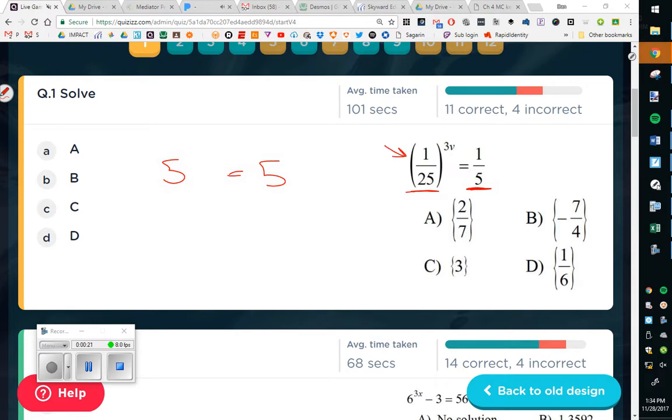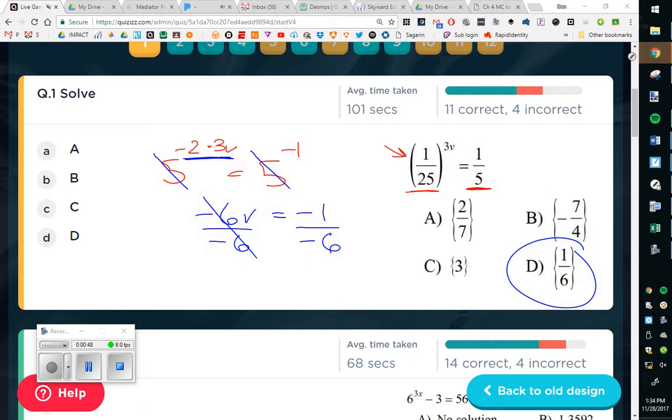What needs to be true about my exponent? -2 times that 3v that was already there. On the right side, it's still 5, but I need a negative as well. Once you rewrite them to be the same base, the 5s can cancel. Just multiply that, get -6v. -6v equals -1. Divide by -6, divide by -6, 1/6.